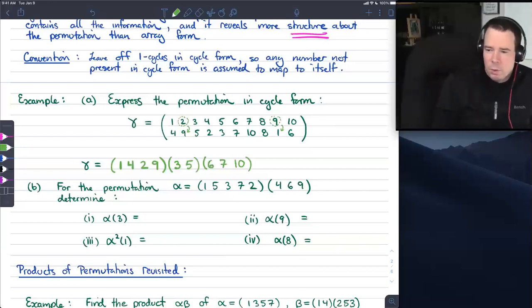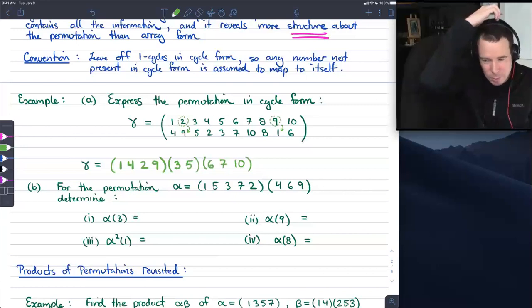permutation in cycle form. And it tells me a lot of information. It tells me the 4 numbers, 1, 4, 2, and 9 are all being permuted amongst themselves. 3 and 5 are getting permuted amongst themselves, and 6, 7, and 10 are getting permuted amongst themselves.